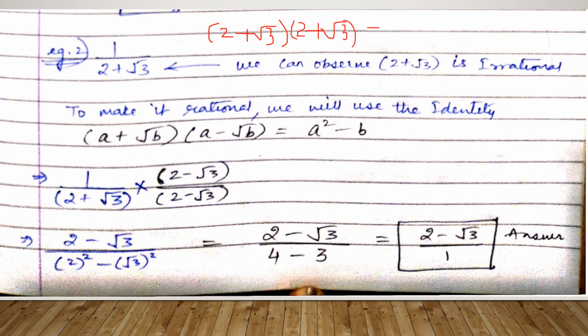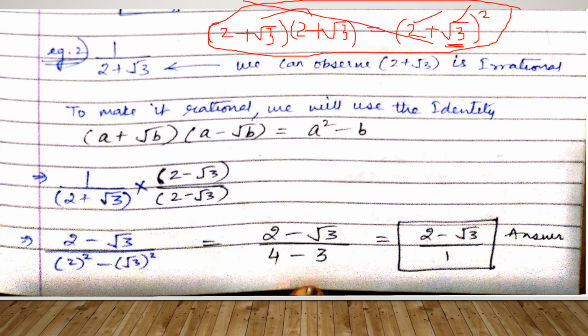No. Why? Because it can be taken as 2 plus root 3 whole square. And we know it is equal to a square plus b square plus 2ab, and in that 2ab this root 3 will remain, this root 3 will not go. Hence doing this labor will not give you any fruit. You still have an irrational number in your denominator. Now what should we do? How can we make it a rational number?